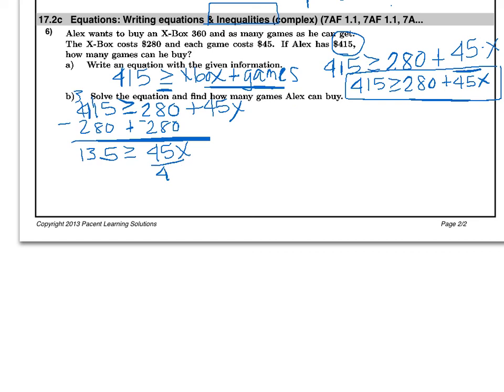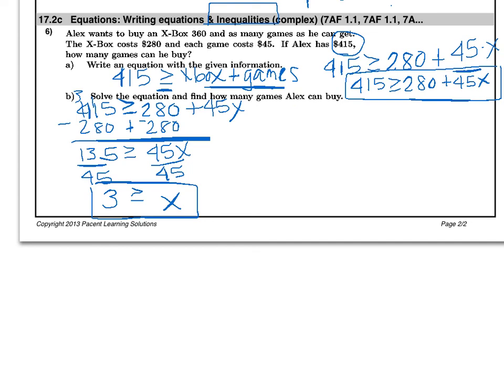I'm going to divide by 45, and I'm going to get that x, and my sign stays the same because I'm not multiplying or dividing by a negative number. And so 135 divided by 45 is 3. Okay, so this is my 3. That's what I solved for when I got x. What does it mean? What did he do? Well, it means x was the number of games. So he can buy, it says 3 is greater than or equal to x.